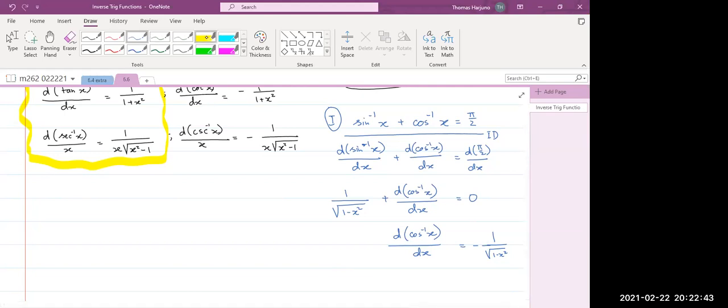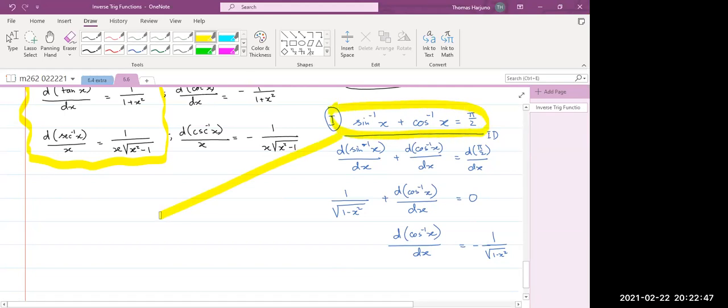The thing is, how do we prove this? How to prove sine inverse x plus cosine inverse x equals to pi over 2.